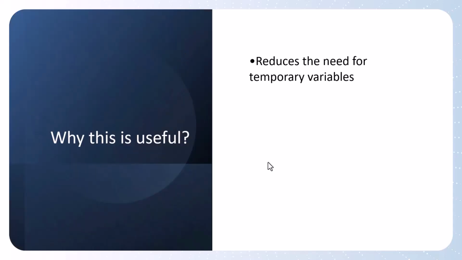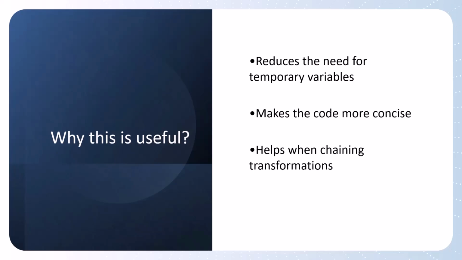Now why is this useful? It reduces the need for temporary variables, makes the code more concise, and helps when chaining transformations. Why is using the return value in these few steps useful? Because it reduces the need for temporary variables. You don't need to store it in temporary variables before using it this way. And like in a data processing pipeline, it helps.